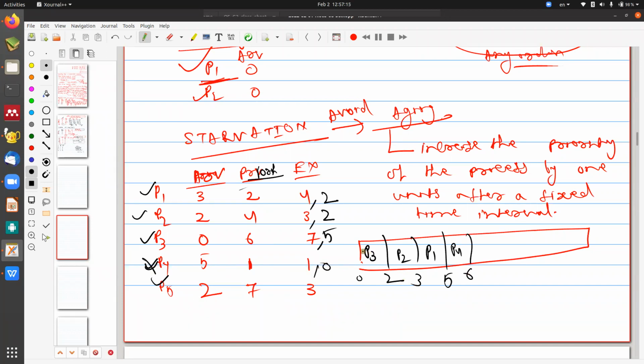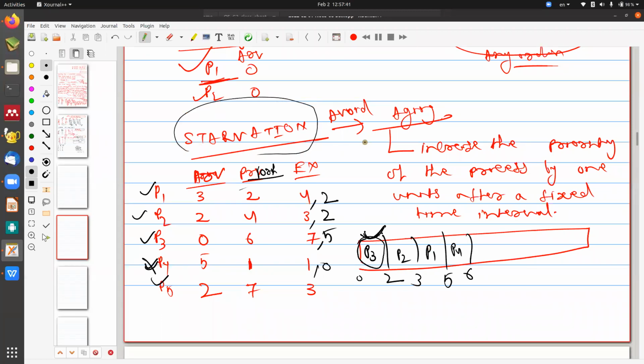Then what happens? P3 came first. P3 is preempted because of P2, P2 is preempted because of P1, and P1 is preempted because of P4. Like this, they are preempting. And who is starved? This process which came early still does not get a chance to be executed later. That scenario is called starvation.